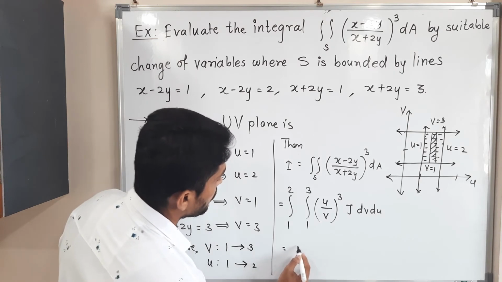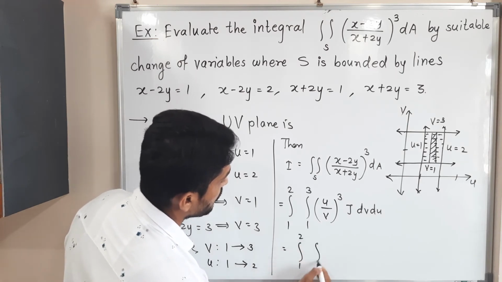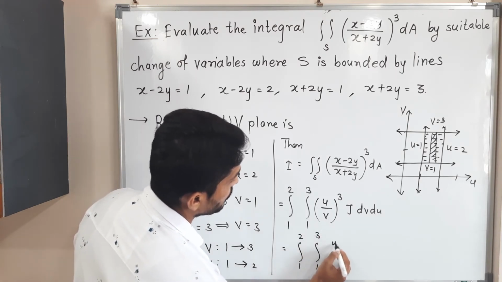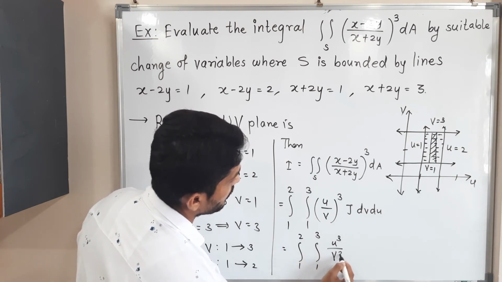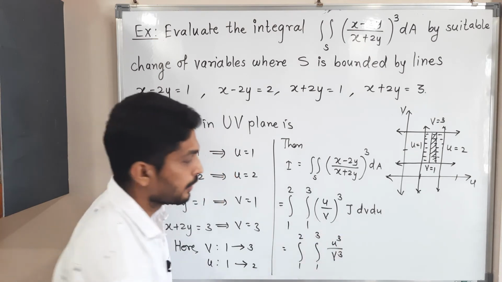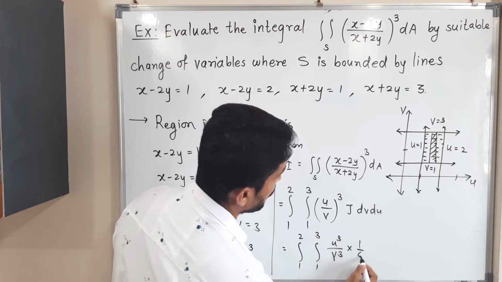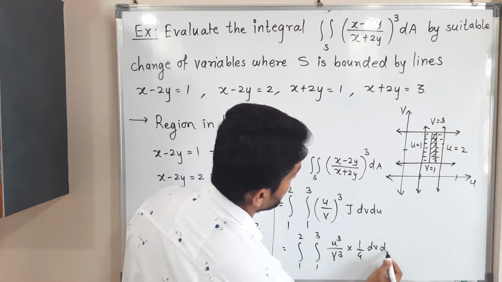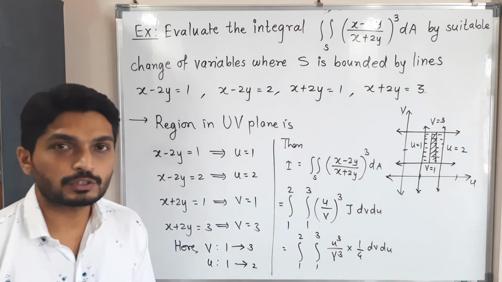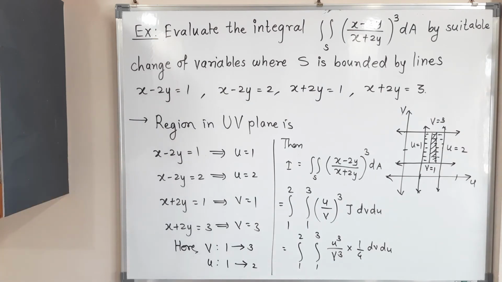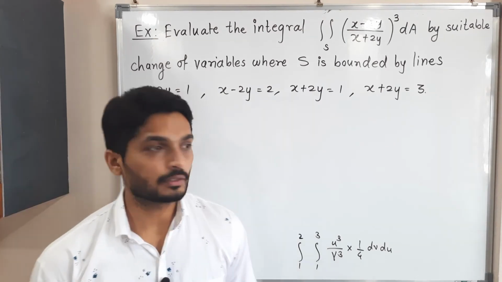So this is equal to integration 1 to 2, 1 to 3, u cube upon v cube. I have taken separate cubes. What is our Jacobian? It is 1 by 4, dv du. So 1 by 4 is constant, we can take it outside. Make a screenshot of it, then we will go further. Okay, so let us continue.